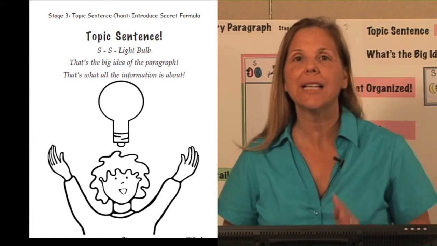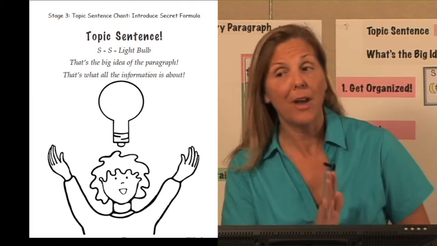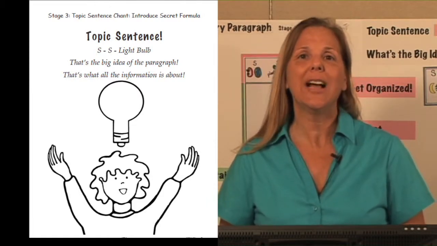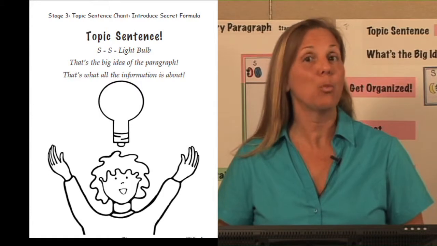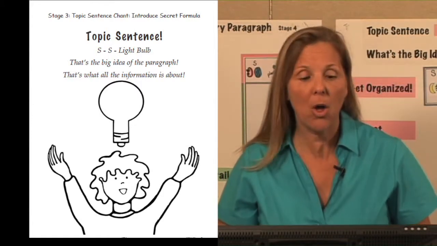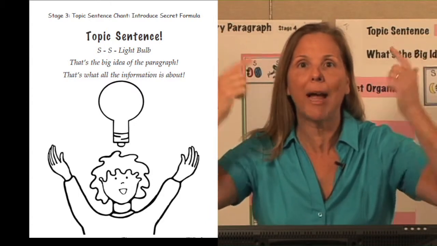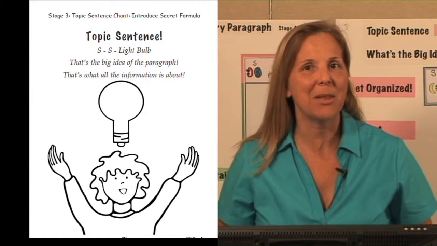It's SS light bulb. What's our secret formula? SS light bulb. And you'll find out what that means a little later. So now let's say our chant. So far, what we've learned. Ready? Topic sentence, SS light bulb. That's the big idea of the paragraph. What all the information is about. Ooh, it's the big idea of the paragraph.